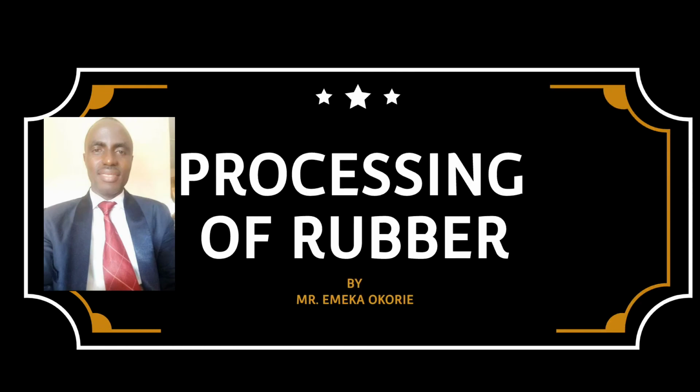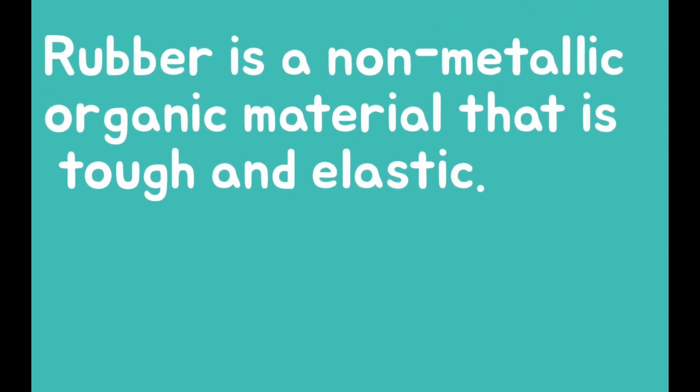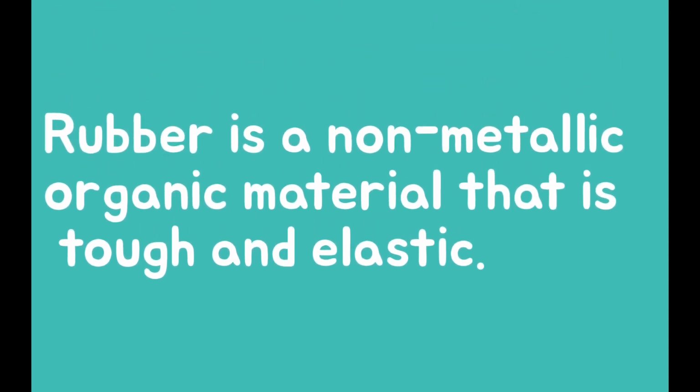Hello and welcome to the module on the processing of rubber. What exactly do we understand by the term rubber? Rubber is a non-metallic organic material that is tough and elastic. That means a material that stretches easily.